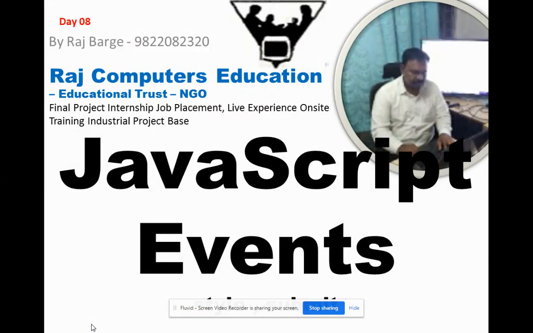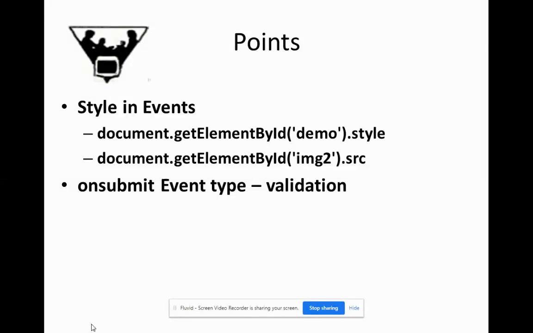Today's topic is how JavaScript events work. This is a continuation of the last chapters, day 7. What is today's point? We'll be learning what styles are, how styles are used in JavaScript, and what the submit event is. The submit event is very important for validation.